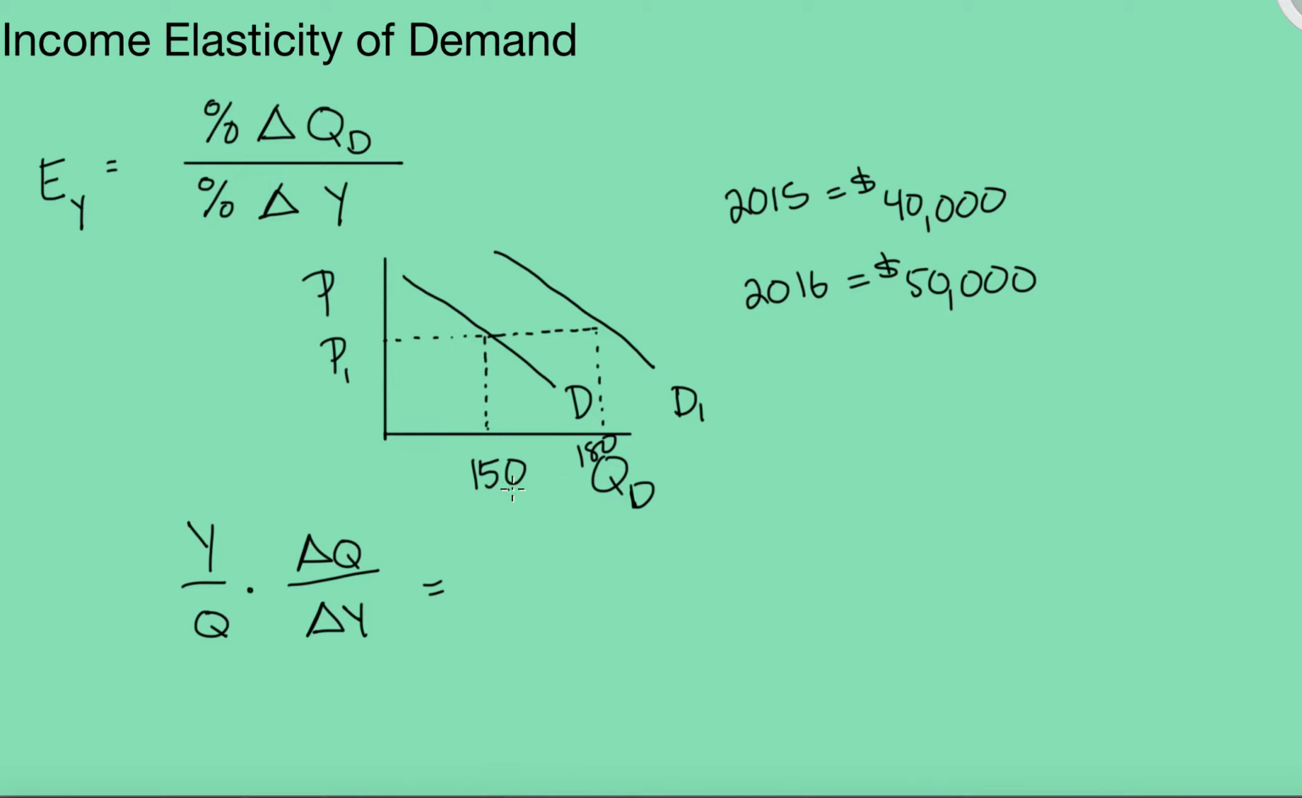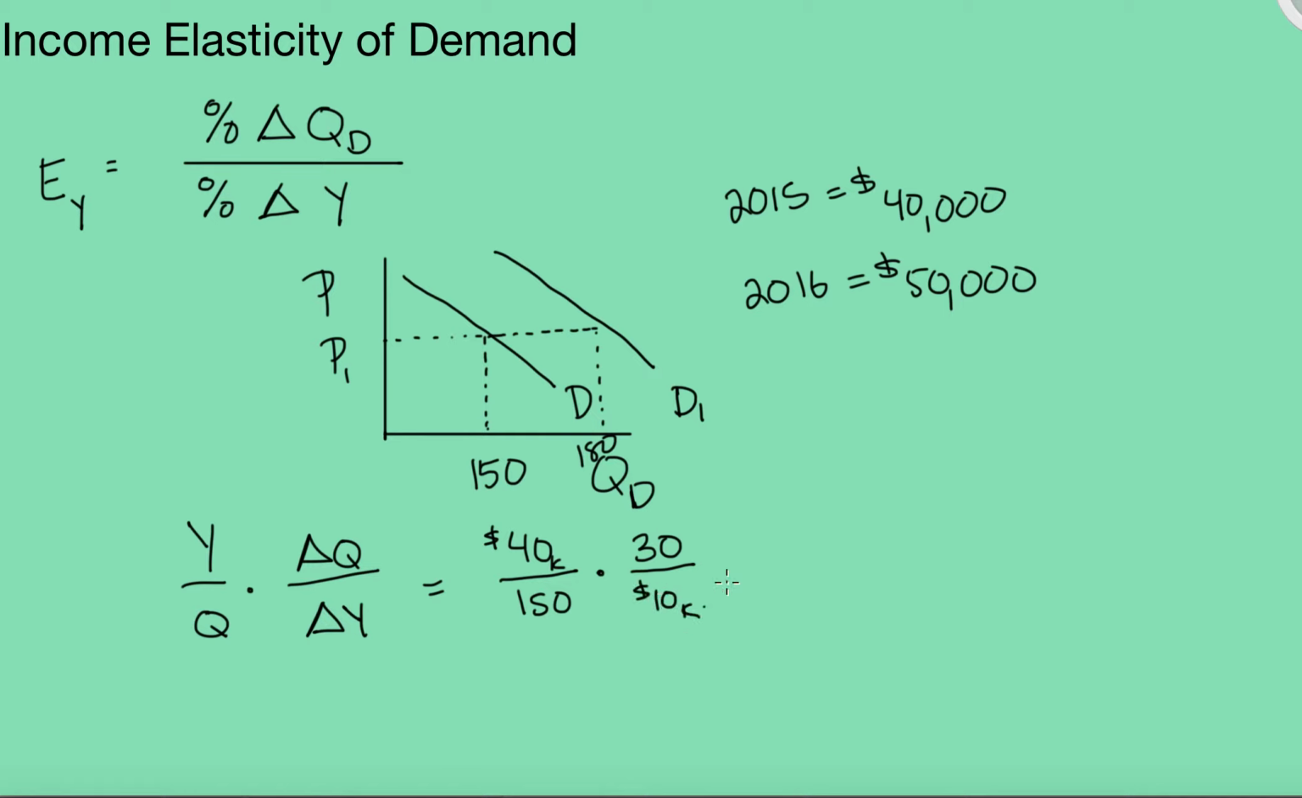Well, the change in quantity we can see is a 30 unit change, and the change in income is a $10,000 change. Okay, so our original income was $40,000, and our original quantity was 150 units. We're going to multiply that by the change in quantity, which was 30 units, divided by the change in income, which was $10,000.